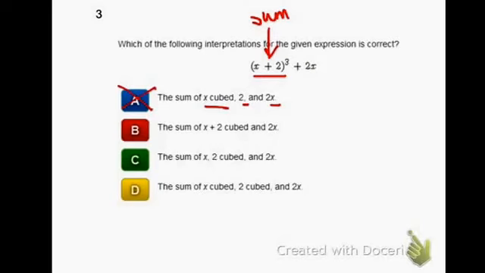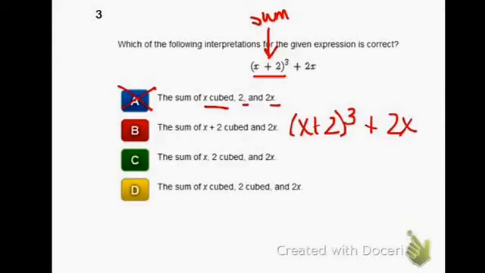B, the sum of x plus 2 cubed and 2x. So that tells me to add x plus 2 cubed and 2x. And that's what we're looking for. So B is the answer.